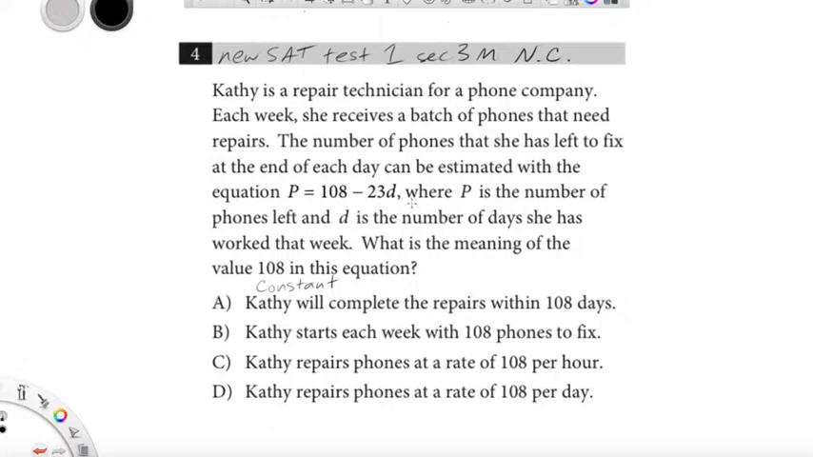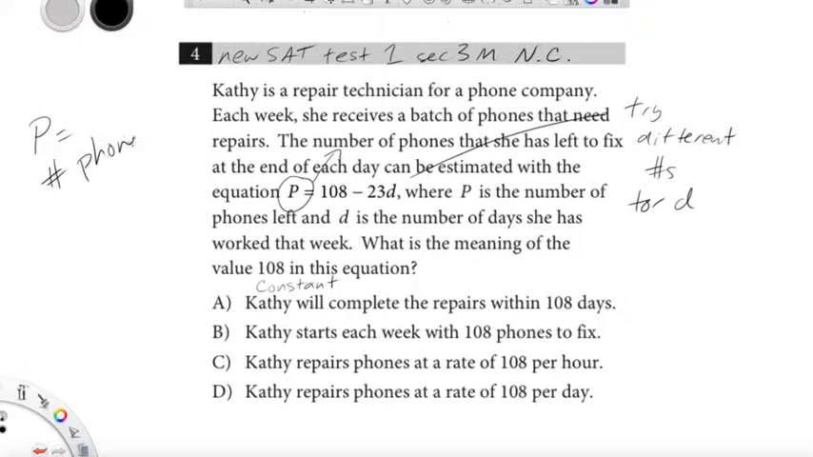Another thing you could do if you wanted to is you could try different numbers for D. You could plug in D equals 1, D equals 2, and you'll see the number P, which, you always want to remind yourself what the number P means. And P is the number of phones that are left. So, because that's so important, I would write that off to the side. So P represents the number of phones remaining.